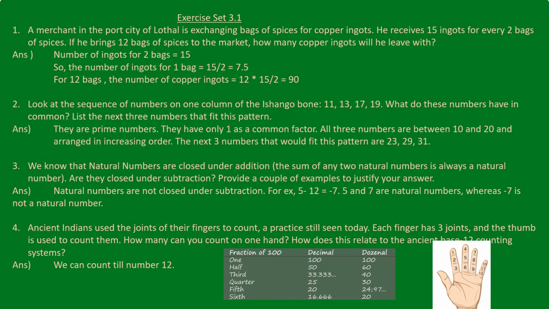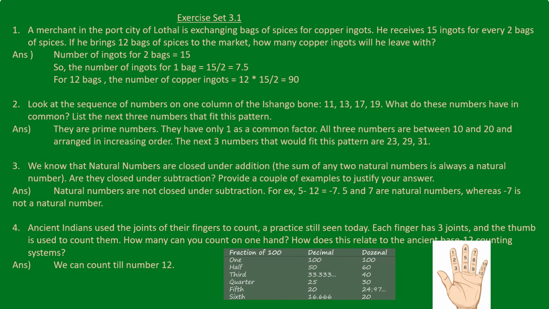How is this better than the decimal system? The decimal system is base 10. It has got only 2 prime factors, 2 and 5. The other 2 factors are 1 and the number itself.